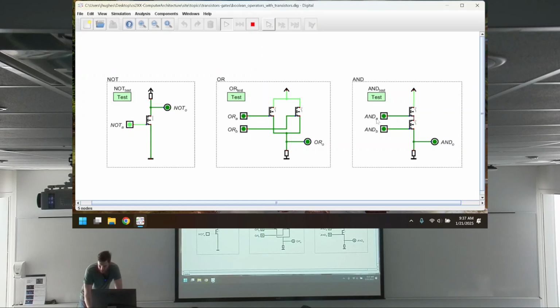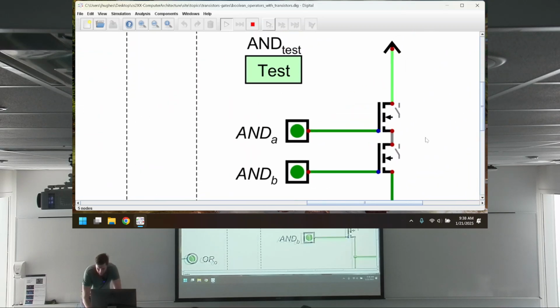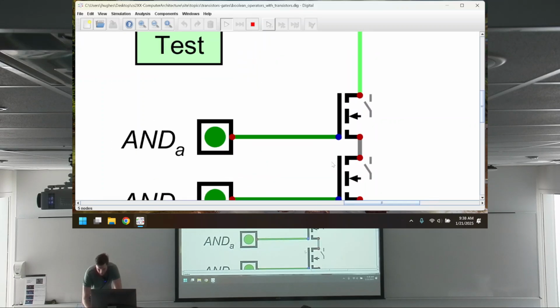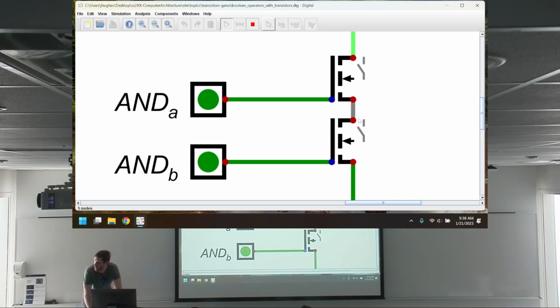And then finally with AND, same idea, but both need to be on. All right? Now, one thing you might notice, it might be hard to tell, but that's a different color, by the way. This means there's a charge on it. Technically, no charge is like a charge, right? So this is connected to a voltage source. It's dark green, it's connected to ground. But this thing in the middle is connected to neither.